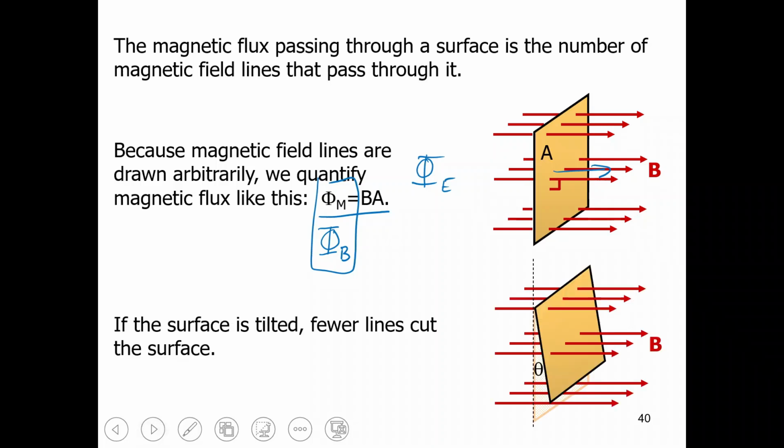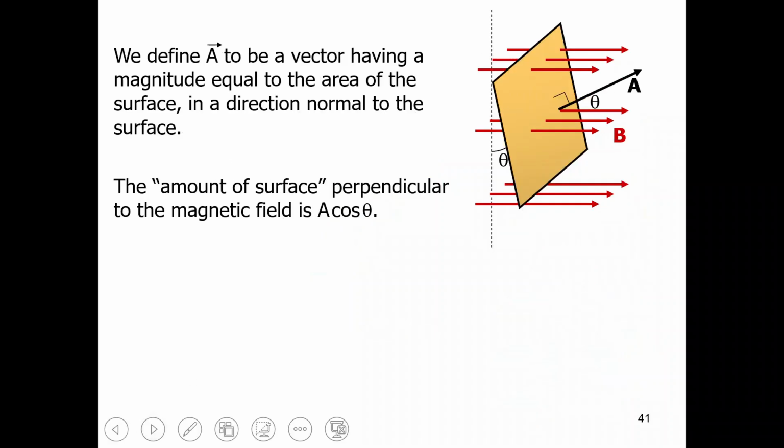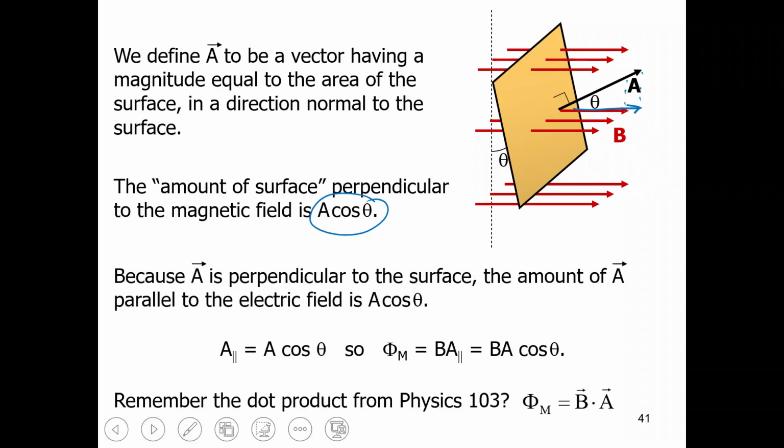If the surface is tilted, we have fewer lines passing through, and that's because our surface area vector A is at an angle now to our magnetic field, that same angle by which the surface was tilted. So we would find the component of A that is parallel to B, in which case that would be the cosine of that angle. And that would give us our magnetic flux is BA cosine theta, or BA parallel. And this is not Physics 103 for this class, but same idea. We end up with a dot product.